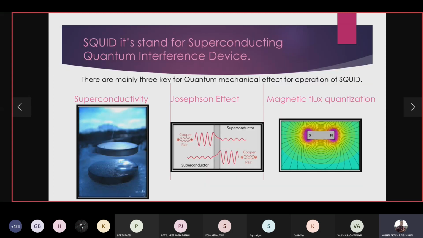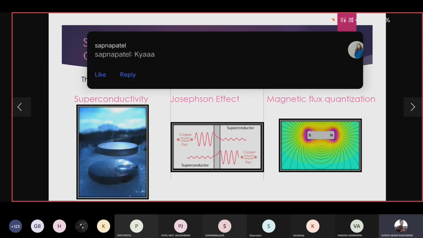There are mainly three key quantum mechanical effects for the operation of SQUID: superconductivity, the Josephson effect, and magnetic flux quantization.